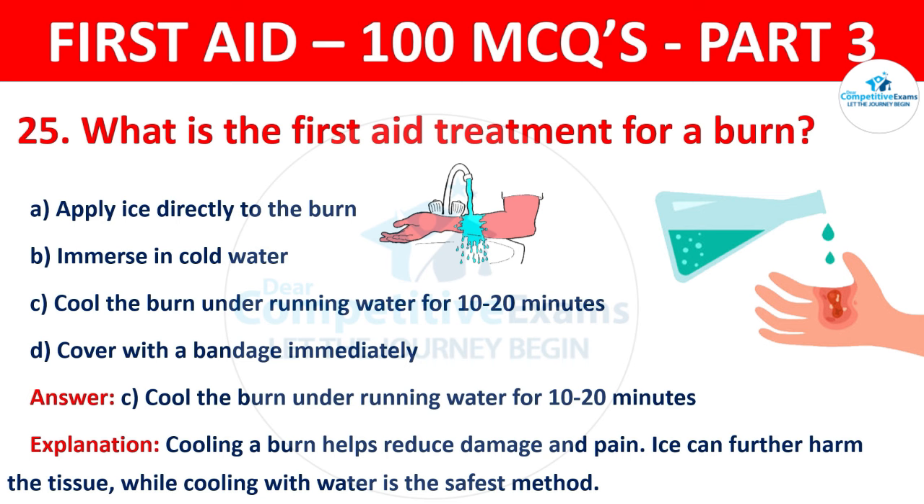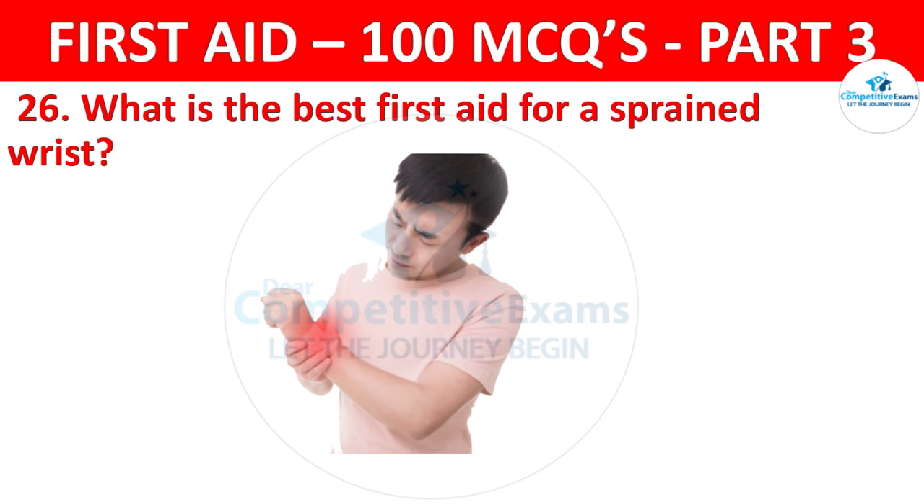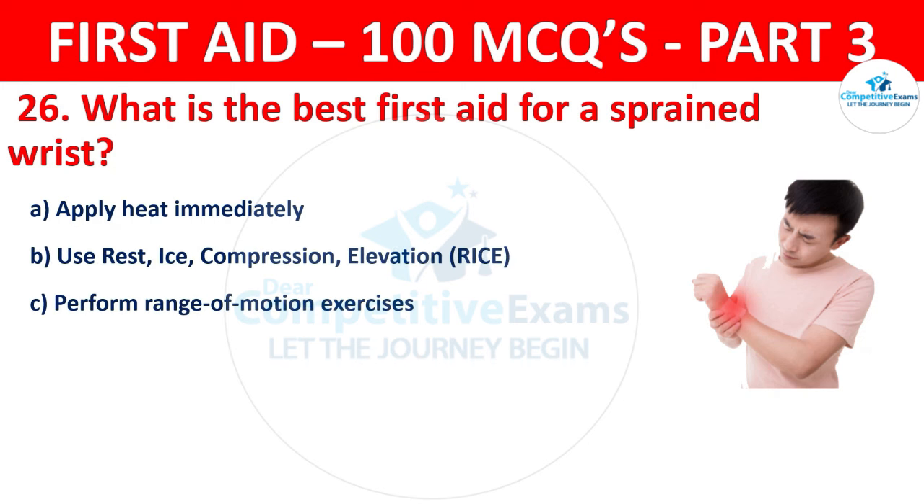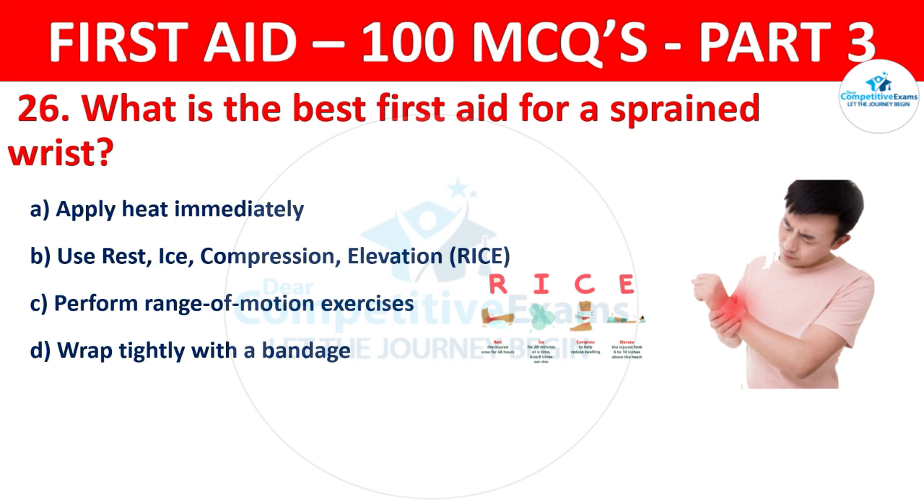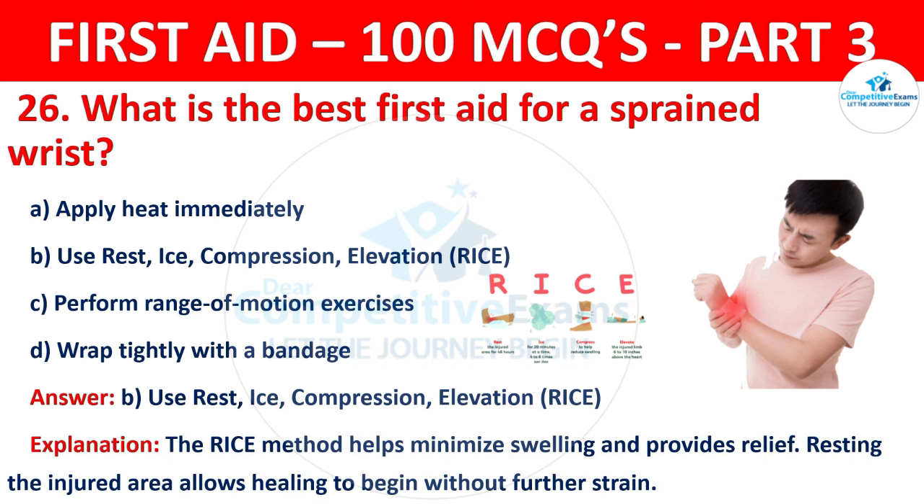Question number 26. What is the best first aid for a sprained wrist? The options are: apply heat immediately, use rest, ice, compression, elevation, perform range of motion exercises, or wrap tightly with a bandage. The correct answer is use rest, ice, compression, elevation, RICE. The RICE method helps to minimize swelling and provides relief. Resting the injured area allows healing to begin without further strain.